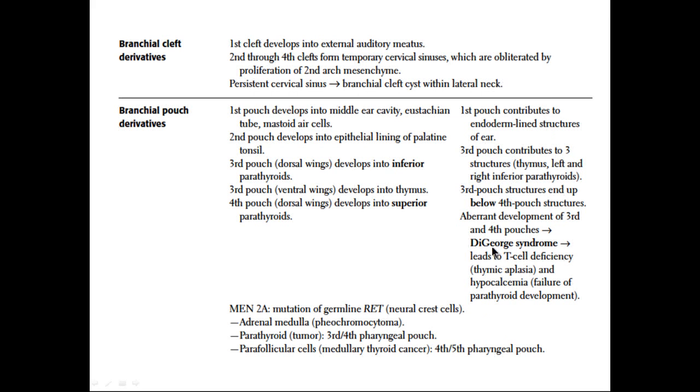There is a syndrome called DiGeorge syndrome. It's a deletion on chromosome 22, and it leads to a problem with the immune system, a T-cell deficiency. It's really a pouch 3 problem, and that's why you're going to lose some of the parathyroids, and you're going to screw up the thymus. DiGeorge syndrome.